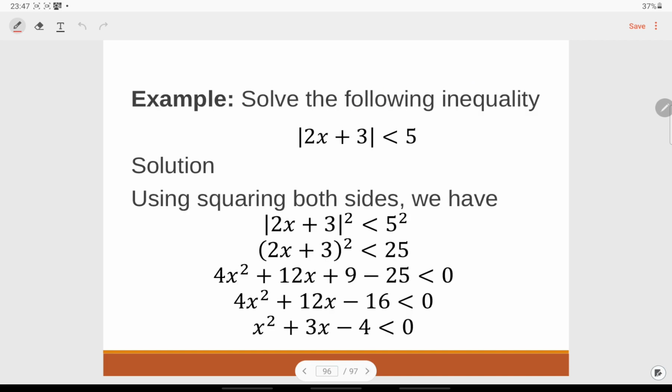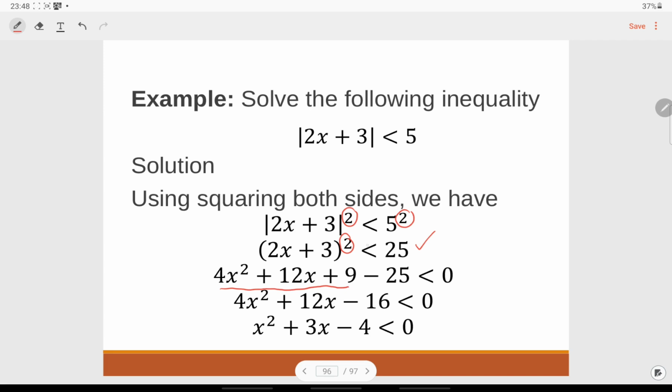Okay, and for the second one, solve the following inequality again. In this solution, we use the squaring both sides technique. So we put a square on both sides. Because of the square, we can omit the absolute value sign, so it becomes an ordinary parenthesis. For the right hand side, 2 squared equals 25. For the left hand side, we expand 2x plus 3 as 2x plus 3 times 2x plus 3. So we come out with this expression.